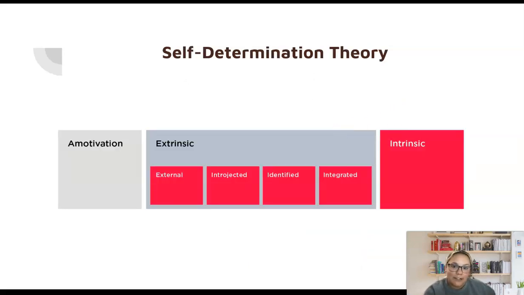According to this theory, it's not just the quantity of motivation that matters. The quality or type of motivation can influence our persistence in a behavior and even our general well-being. The theory maps out 7 types of motivation on a continuum, with intrinsic motivation being the most desirable type.